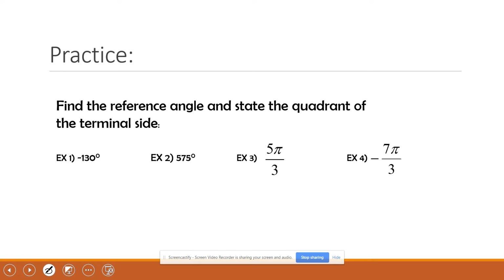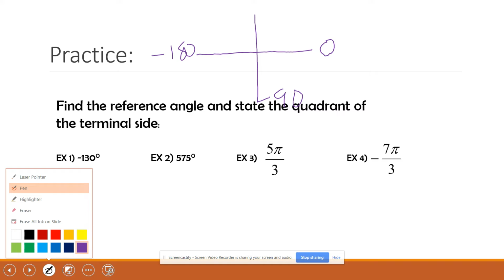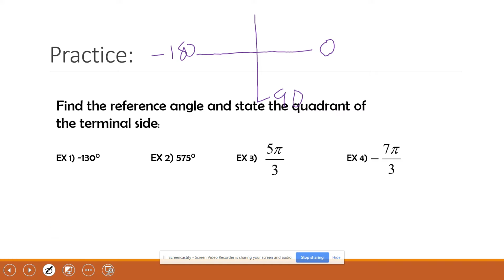Find the reference angle and state the quadrant of the terminal side. So let's start with our negative 130 there. Negative means we're going clockwise, so 0, negative 90, negative 180. Negative 130 is in between negative 90 and negative 180, which is in quadrant 3. I'm going to draw negative 130 right here.